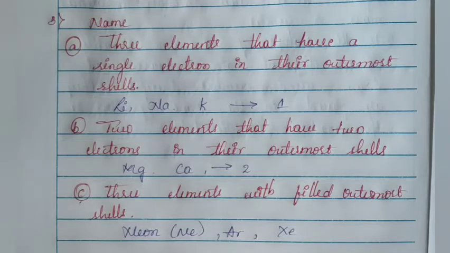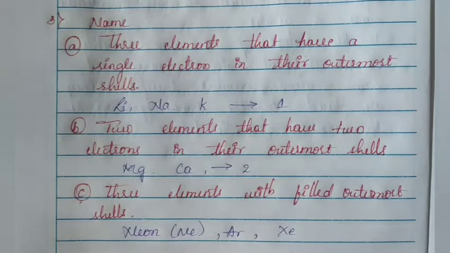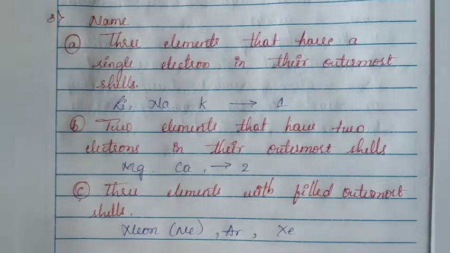Listen children. These elements are called zero group elements because there is no valence electron. There is no gap in the outermost shell. All the gaps are filled up by electrons. Due to that reason, they are called noble gases, zero group elements, and inert gases.